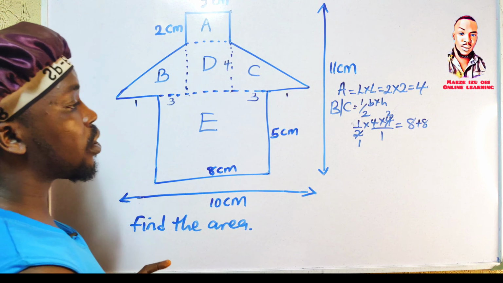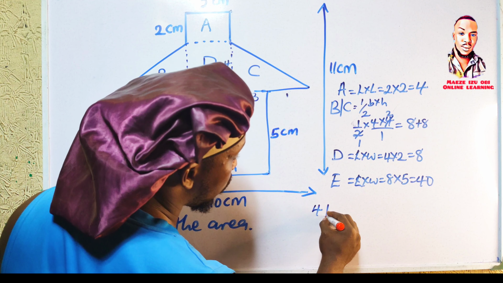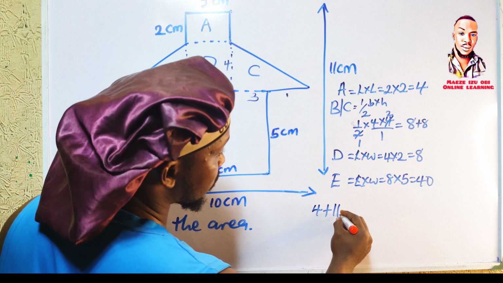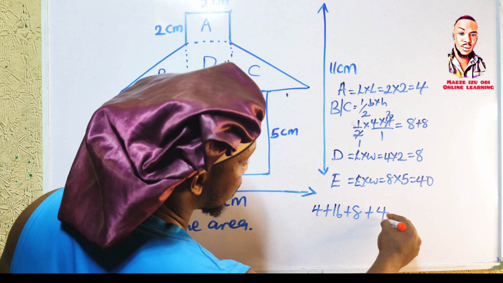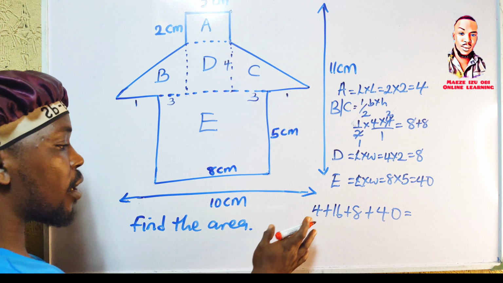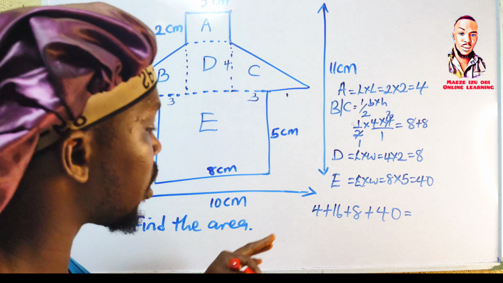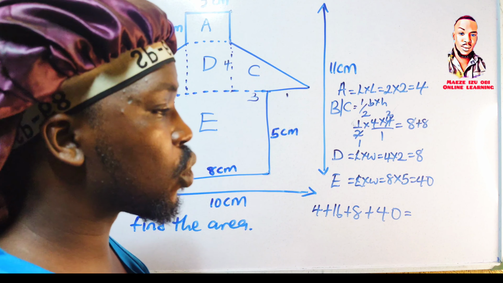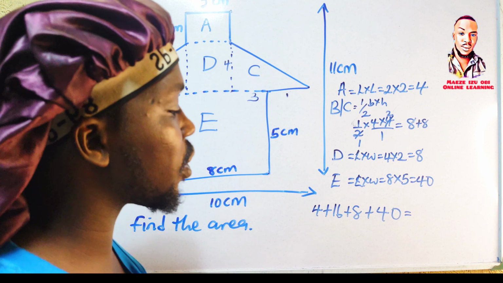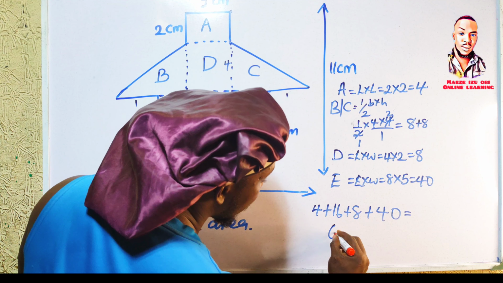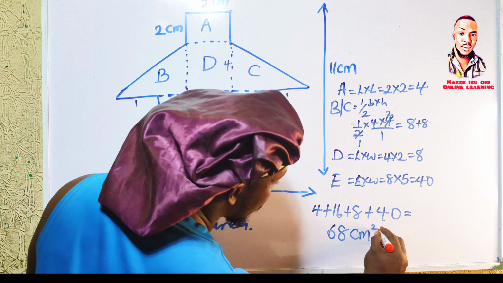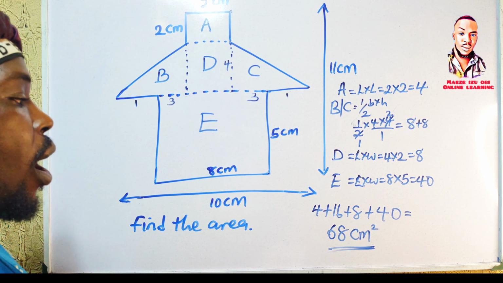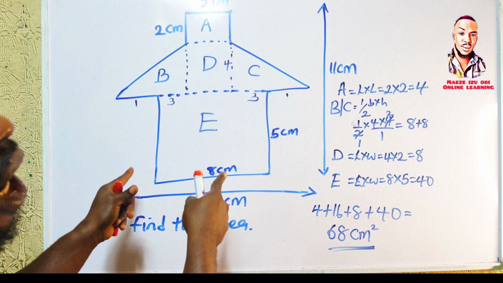So what we need to do now, we are going to add everything. And moreover, remember that all these things end with centimeter square. Now first one, A is 4. 4 plus 8 plus 8, 16, plus 8 plus 40. So now 16 plus 4 will give you 20. 20 plus 8 will give you 28. 28 plus 40 will give you 68. So we have 68 centimeter square as our area of the house.